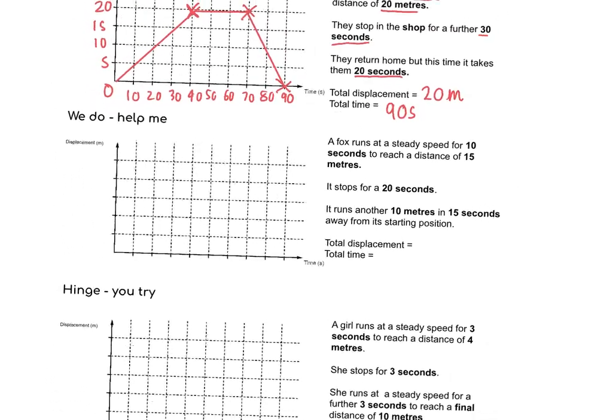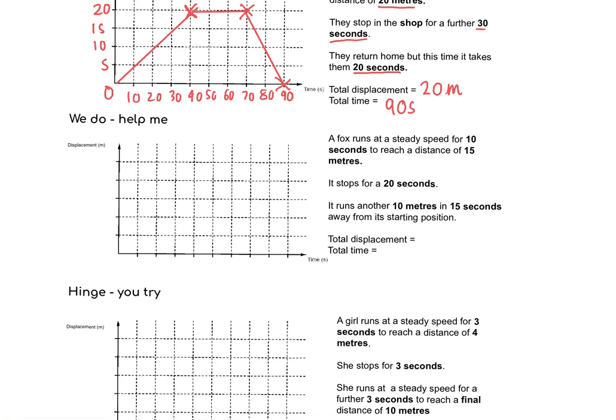We've got a fox running at a steady speed for 10 seconds to reach 15 metres. 10 seconds, 15 metres. It stops for 20 seconds. It runs another 10 metres away from its starting position. So for our displacement this time, we've got the first 15 metres. It then stops, doesn't go any further. Then it goes another 10. So our total displacement is going to be 25.